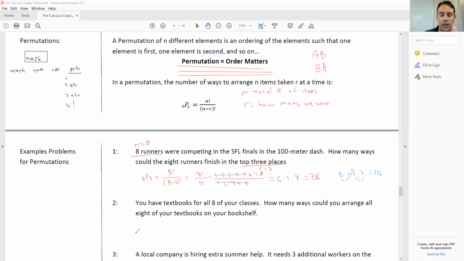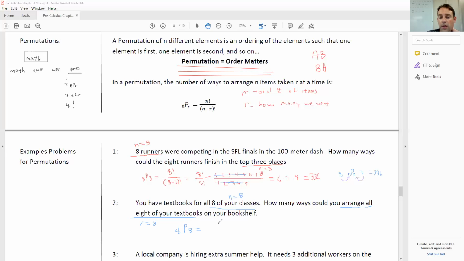So why don't you guys take a second here, pause the video, see what you can do with this next one. All right, let's see how you did. You have 8 textbooks. So our n value is 8. How many ways could you arrange all 8 of your textbooks? Order matters. So I have 8, and I'm going to arrange it by 8. So 8P8.